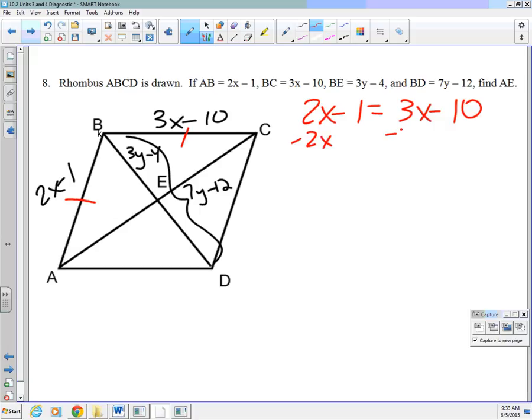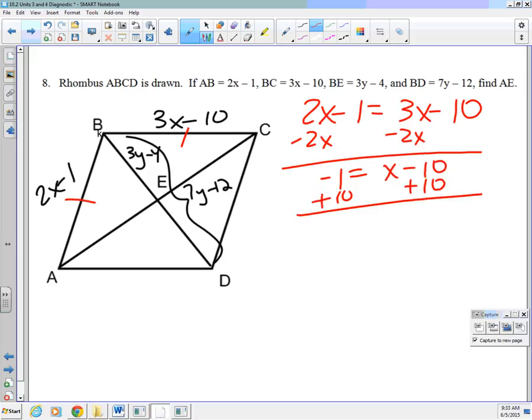So now I subtract 2x. Negative 1 equals x minus 10. Add 10 to both sides, and I get x equals 9. So now I know x equals 9. All right, that's important. Now I'd also like to get y.